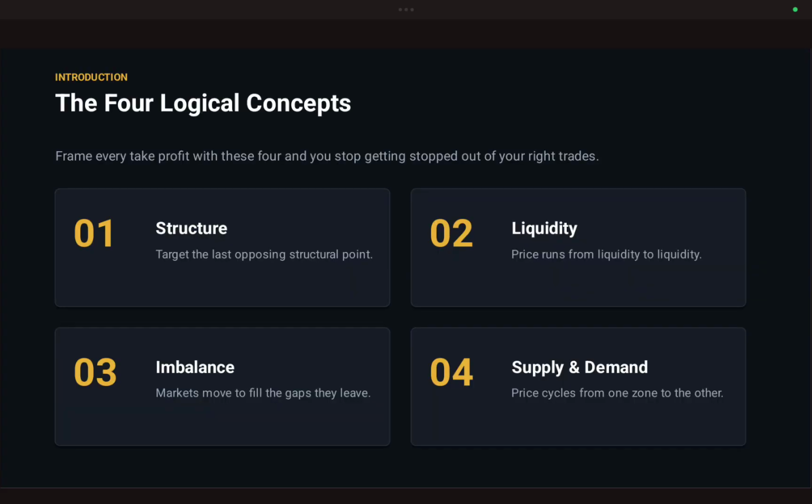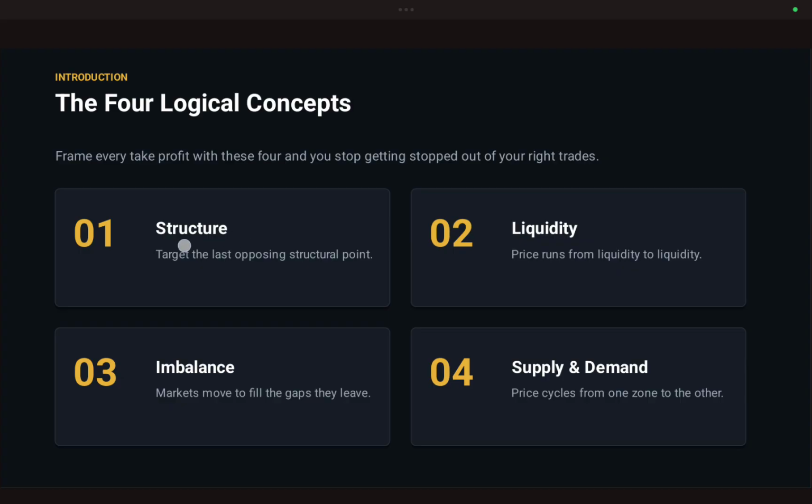Trading is something that has to do with concepts. For me, I try to relate everything I trade to logic. If it is not logical, if it doesn't make sense to me, I won't trade it. So there are 4 logical concepts I use for setting my take profit levels. Frame every take profit with these 4 and you will stop getting stopped out.